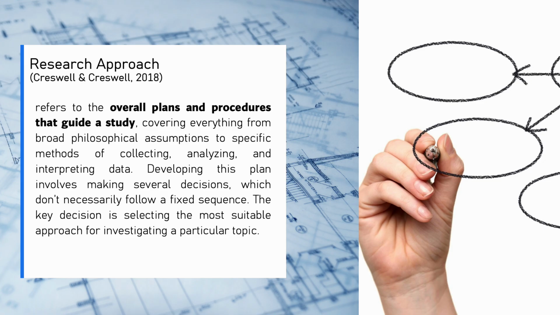Now, developing a research approach involves making several key decisions. These decisions don't necessarily follow a fixed sequence. Instead, they evolve as the researcher gains clarity about the topic, the context, and the goals of the study. Among these decisions, the most critical is selecting the most suitable approach for investigating a particular topic. This choice influences not only the type of data you gather, but also how you interpret and present your findings.